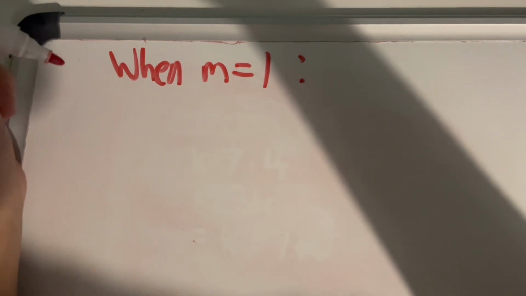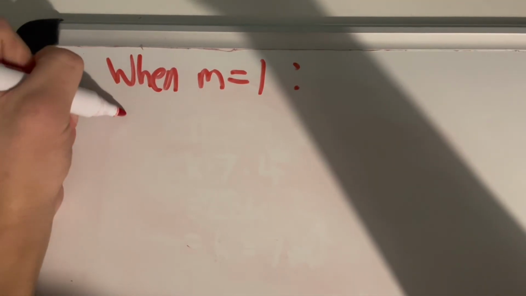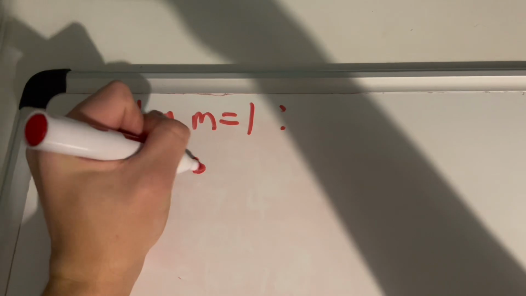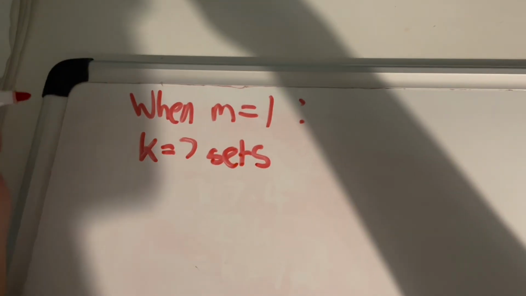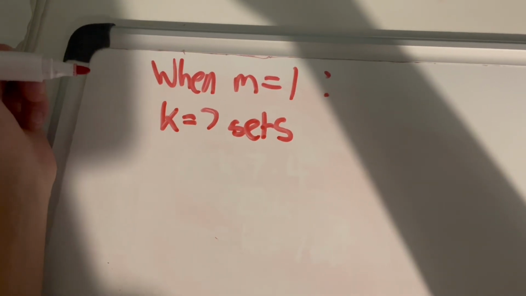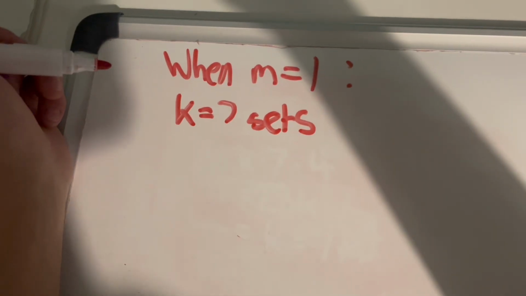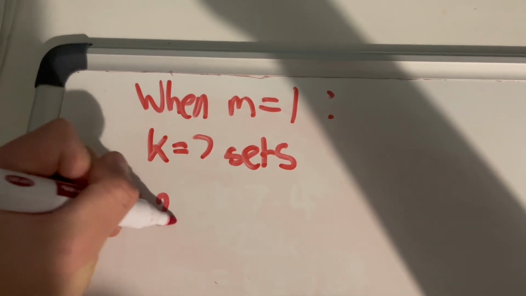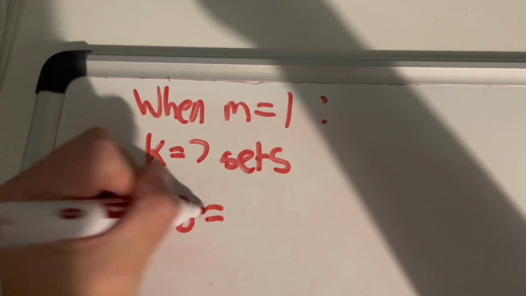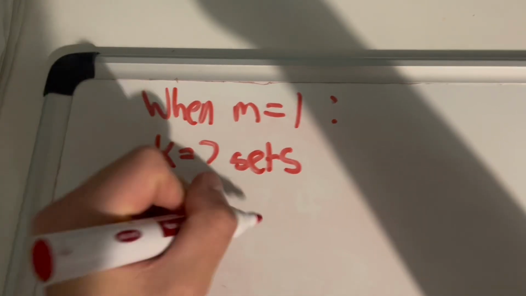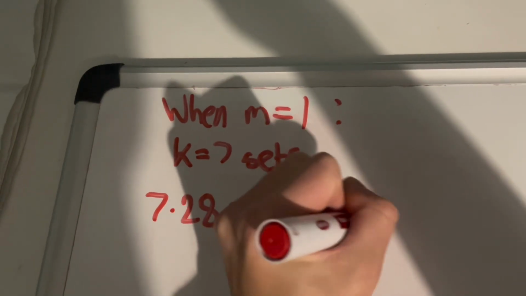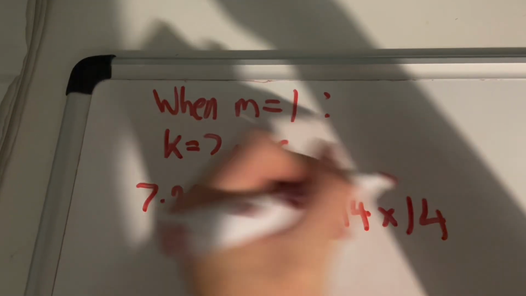Okay, so first looking at the case where m is 1, k is equal to 7, so you have 7 sets of all of these pieces. Now the area of those pieces is going to be 7 times 28, which is 196. So the board is going to be 14 by 14.